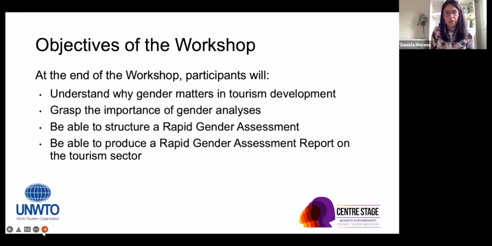And through the workshop, we are going to answer 2 very important questions. The first one is, how important is a rapid gender assessment to achieving gender equality in tourism? And the second question is, what are the main factors to take into consideration when developing a rapid gender assessment in tourism? So these are the objectives. This is the outline for the workshop.